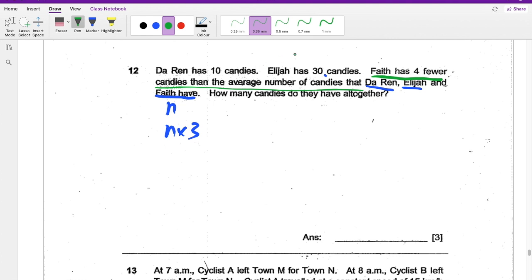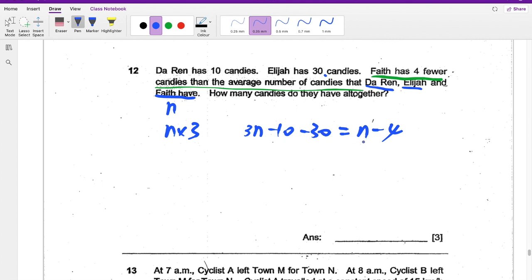So he said Faith has 4 fewer candies than the average. Based on this, we can form the equation. First, how many candies does Faith have? Well, Faith has 3n minus 10 minus 30, right? He said this one is 4 fewer than the average, which means the average minus 4.